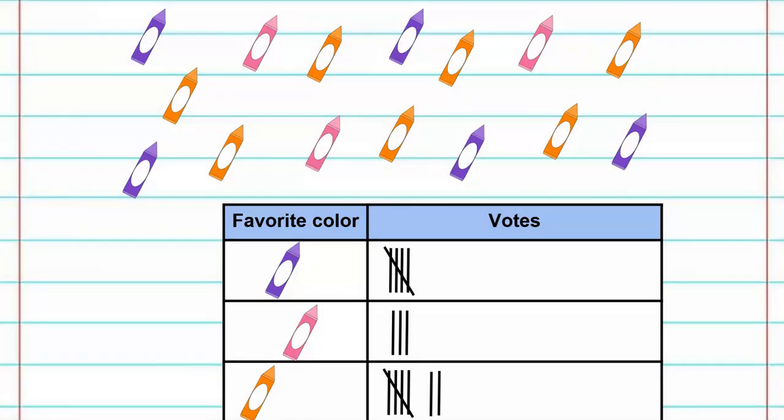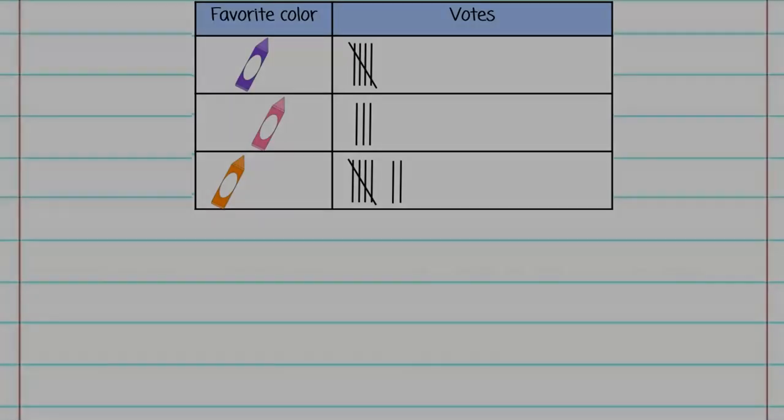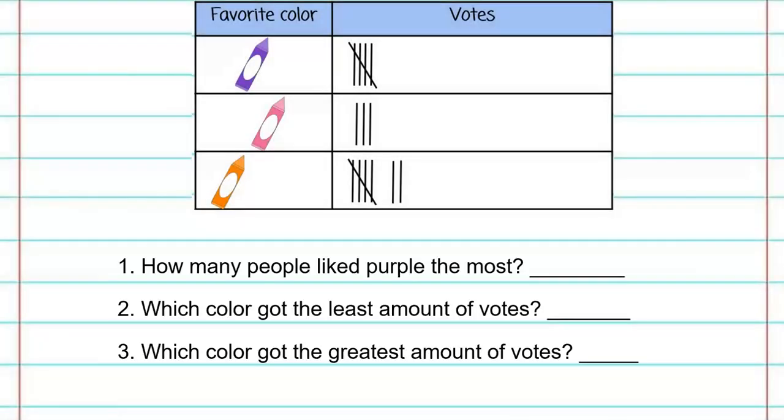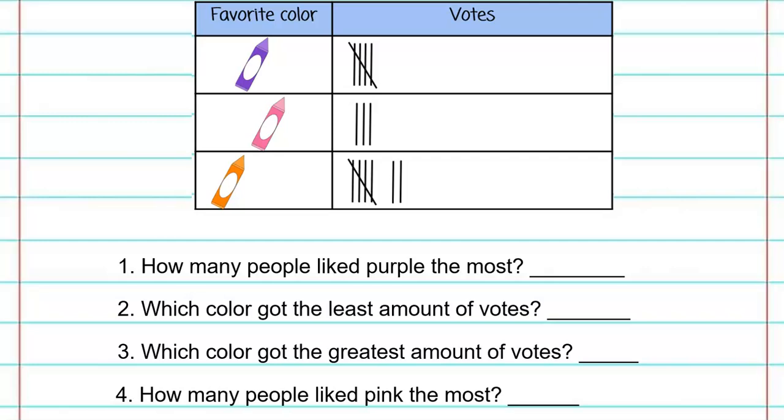So then it goes into the we do, very similar. Instead of the food items, now we have the crayons. So very similarly, just going through these, how many friends chose purple, pink, orange. And then these questions, actually, I related them to comparing. So which color got the least amount of votes? Which color got the greatest amount of votes?